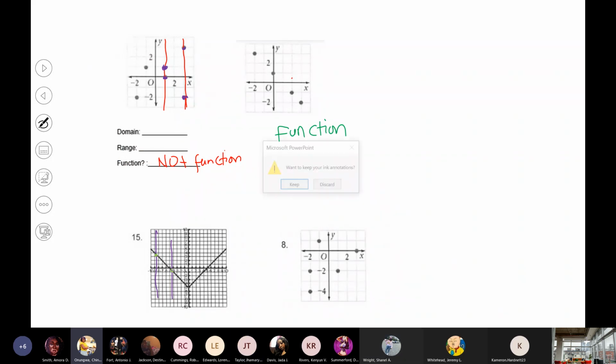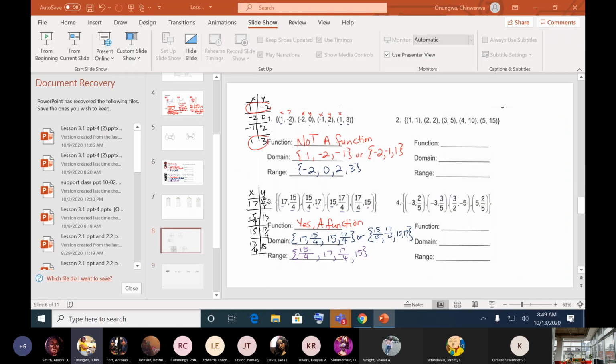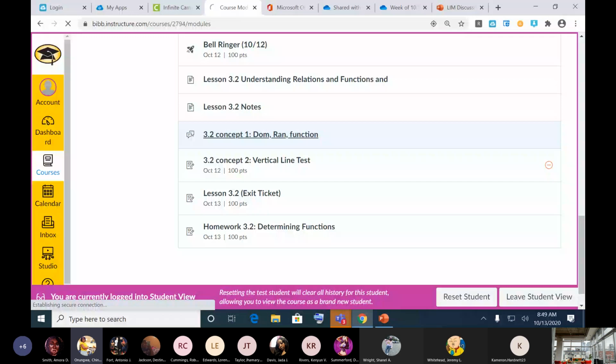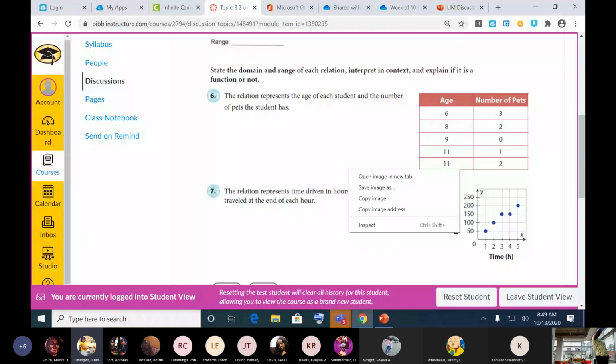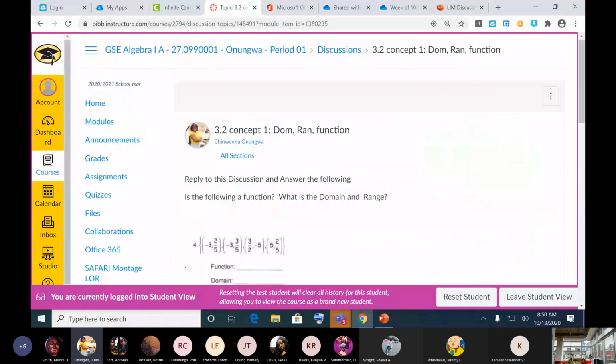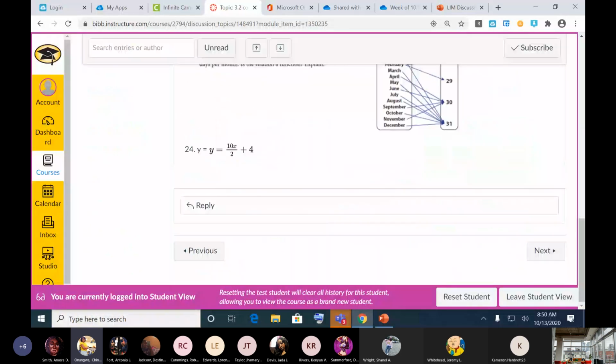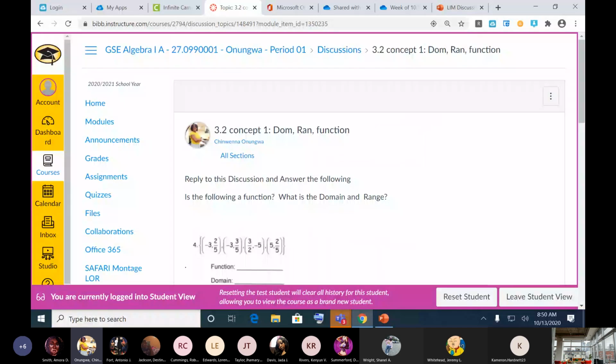Okay, so you guys should be able to do the domain and range. You should be able to do the discussion. So go ahead and finish this discussion, okay? You might be behind. That would be your homework. Finish the discussion and start on Delta Math. Your homework is on Delta Math.